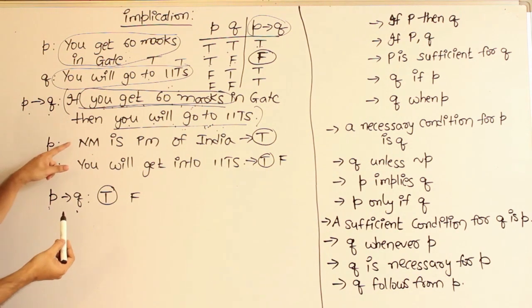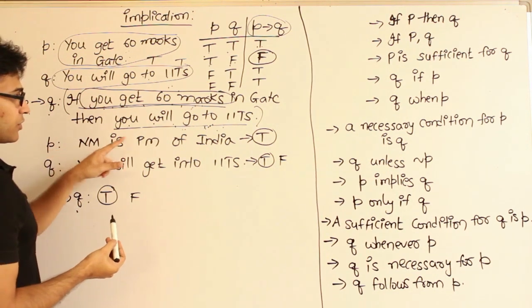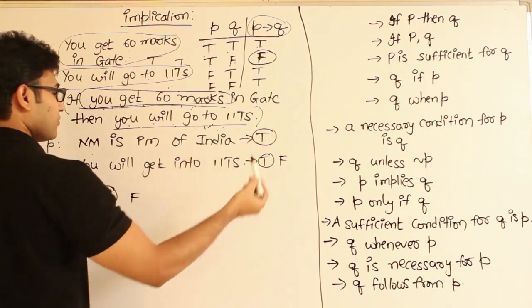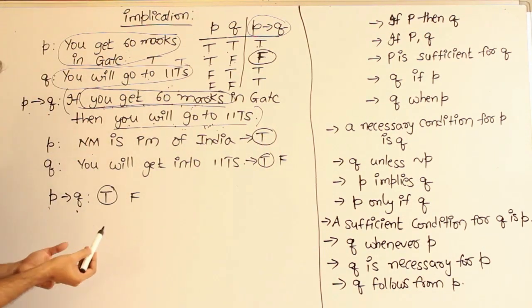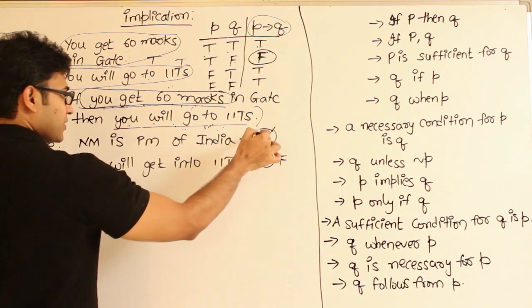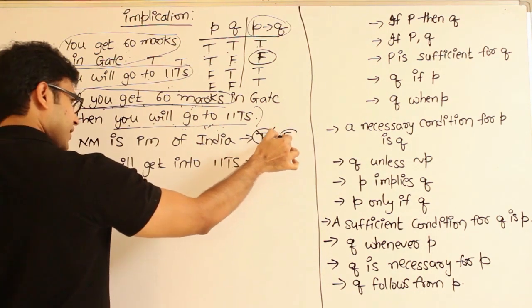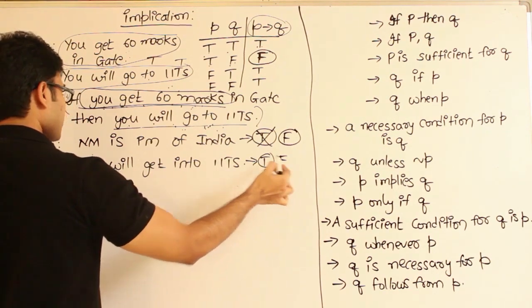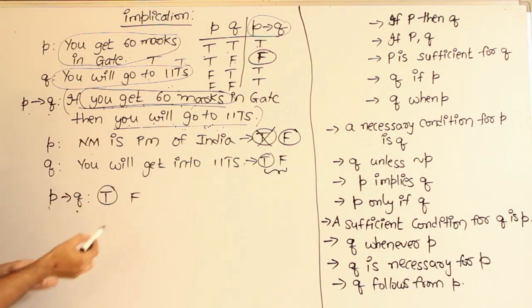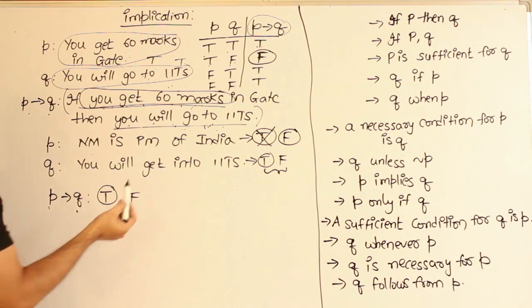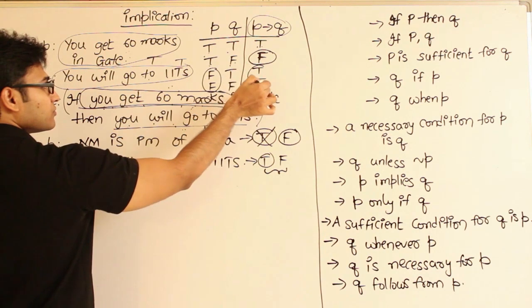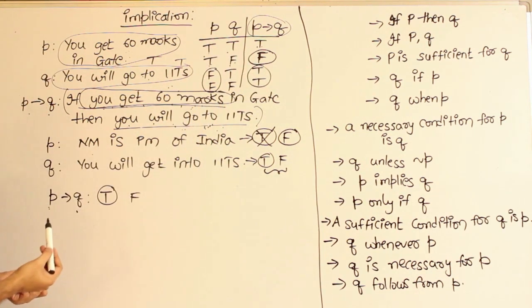Got it? Now let us say Narendra Modi is not PM of India. Let us say, in the next elections he changed, and this statement happened to be false. Now if this one happened to be false, irrespective of what happens to this statement, P implies Q will always be true. Are you getting this? The reason is, if P is false, it is always going to be true, right? Let's take one more example.